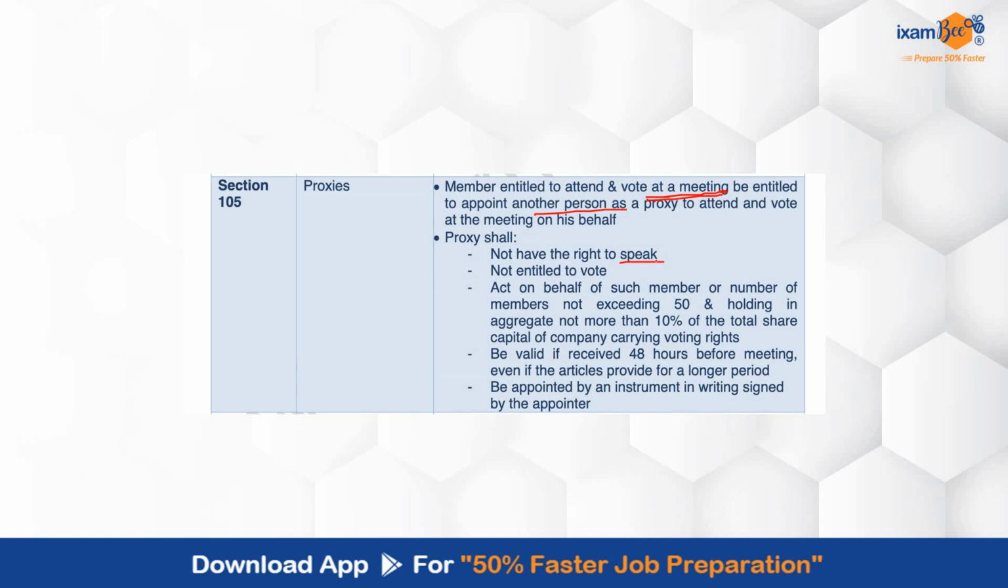Then they can act only for the members not exceeding 50 and holding aggregate of not more than 10% of the total share capital of the company which is carrying voting rights. So this is the requirement with respect to the appointment of proxy for the members, but there is a limit which is provided, and proxy to be valid if it is received 48 hours before the meeting.